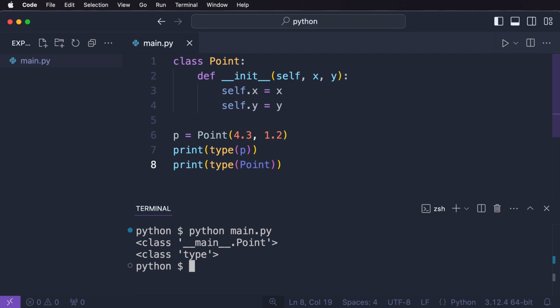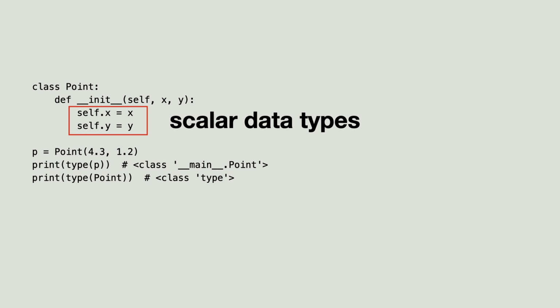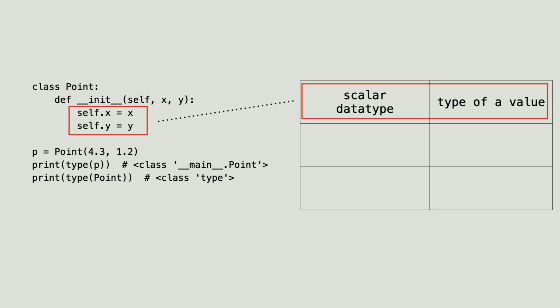Aha! A Python class is of type type. To create a composite data type, you can use classes in Python. The point class is composed of two scalar data types, x and y. Now you have seen different levels of data types. First of all, there are scalar data types. They represent a single value like a number.